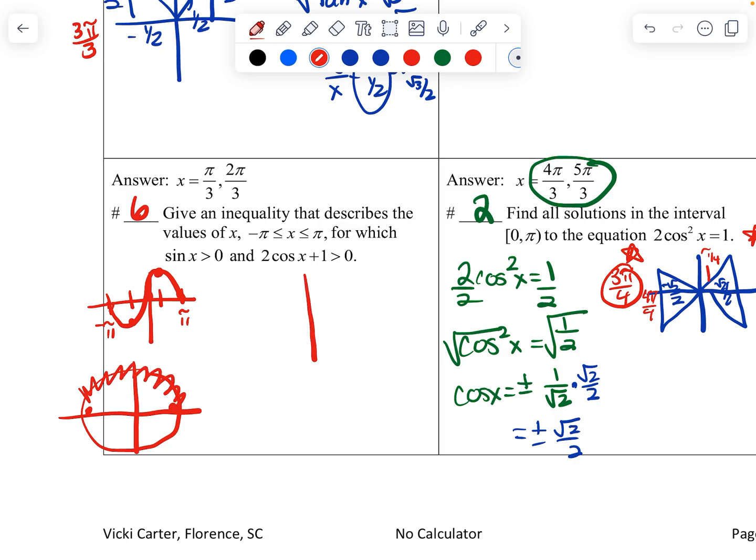And then if we were to graph this next one, it starts at 1, an amplitude of 2. And then it would go down to negative 1. Sine starts high, mid, low.